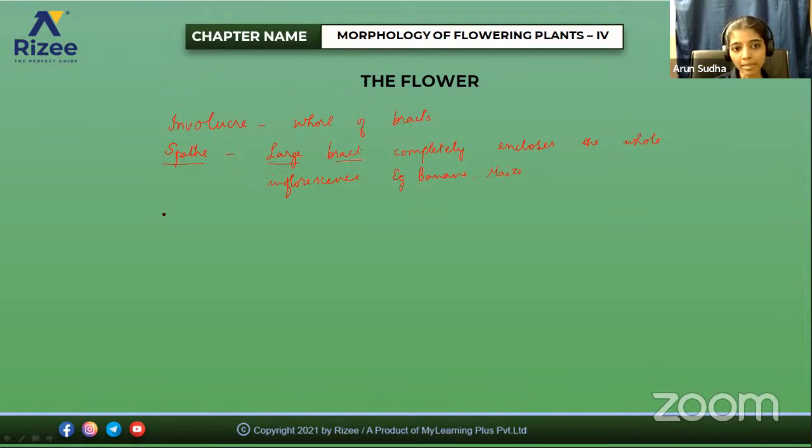And then there are other types like petaloid bract. So here the size of the bract is greater than the size of the flower. The bract size is greater than the size of the flower.